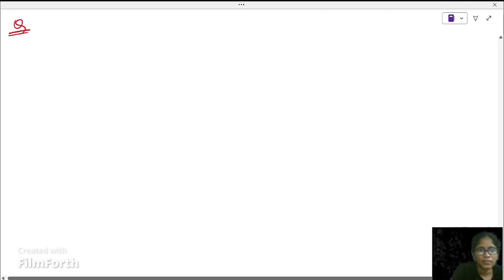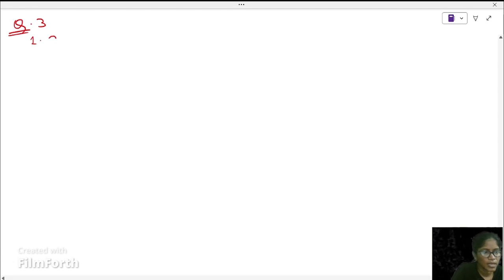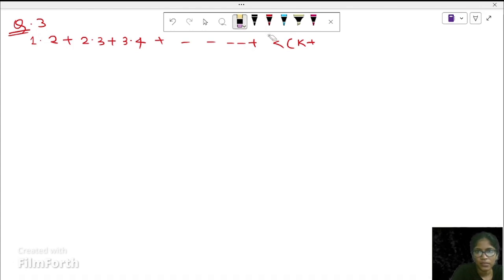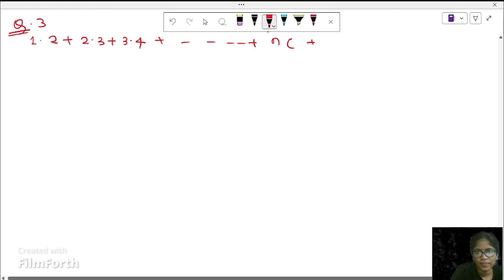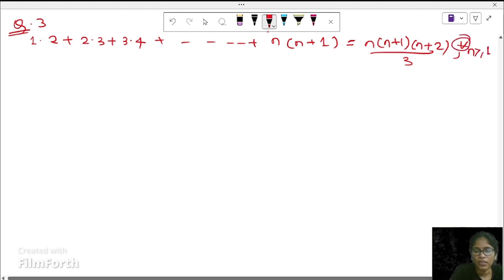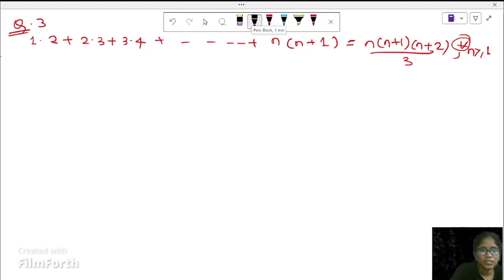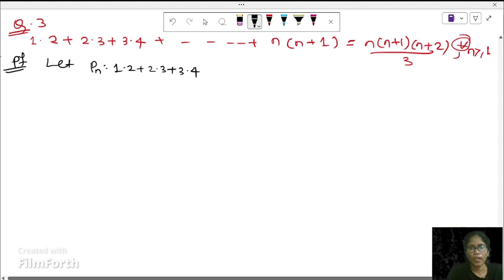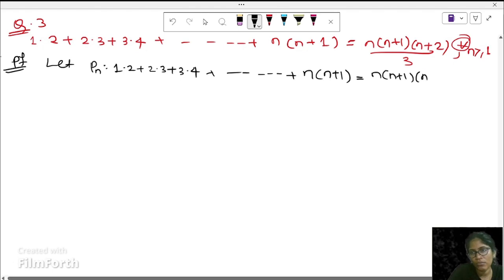Next, question number 3. To prove 1 into 2 plus 2 into 3 plus 3 into 4 plus up to n into n plus 1 is equal to n into n plus 1 into n plus 2 by 3 for all n greater than or equal to 1. This is the symbol for all. Now proving this, with the same procedure, let Pn be 1 into 2 plus 2 into 3 plus 3 into 4 plus up to n into n plus 1 is equal to n into n plus 1 into n plus 2 by 3.